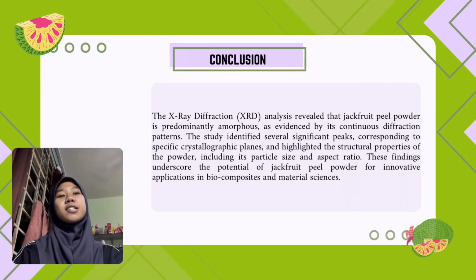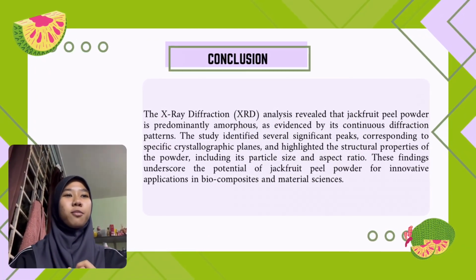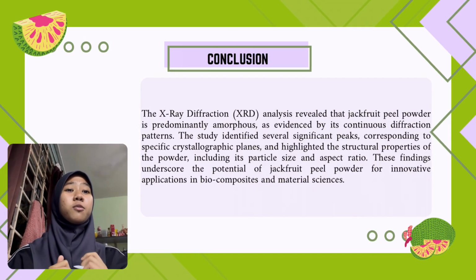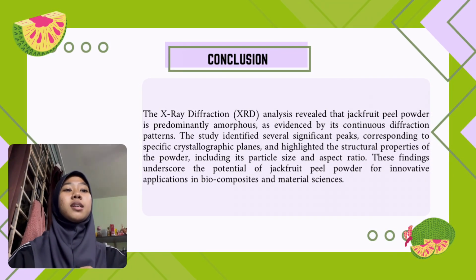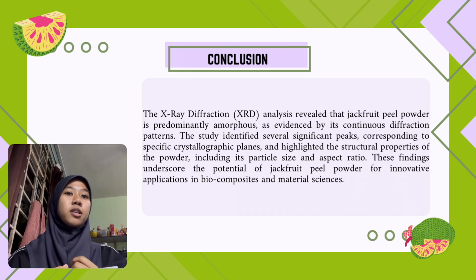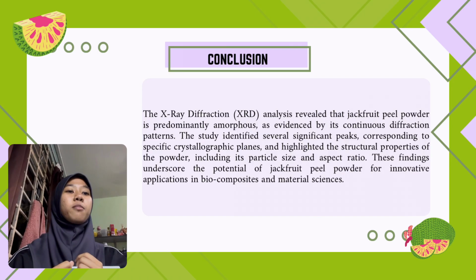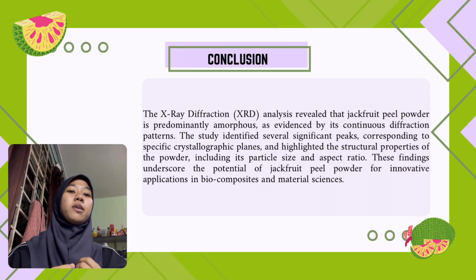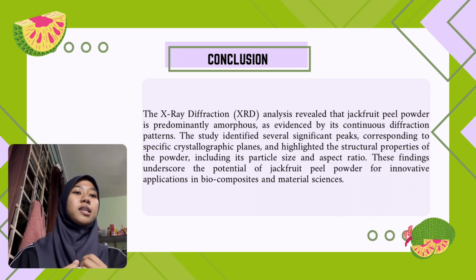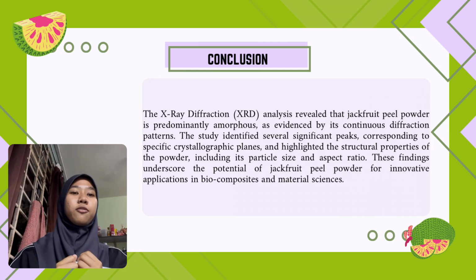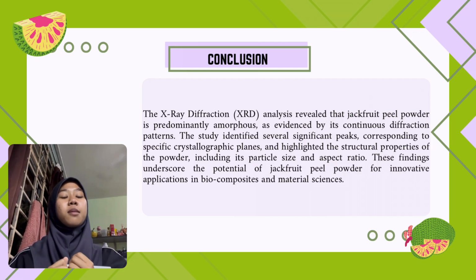The X-ray diffraction analysis revealed that jackfruit peel powder is predominantly amorphous, as evidenced by its continuous diffraction patterns. The study identified several significant peaks corresponding to specific crystallographic planes and highlighted the structural properties of the powder, including its particle size and aspect ratio. These findings underscore the potential of jackfruit peel powder for innovative application in biocomposites and material science.